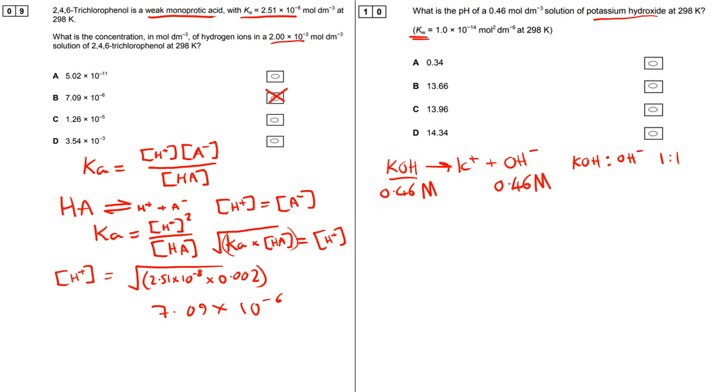So if you know the concentration of hydroxide, how do you work out the pH? And again, you need to use the Kw expression here. So Kw is the concentration of hydrogen ions times by the concentration of hydroxide ions. If you know H+, you can work out pH. So let's find H+ then, because we have OH- and we have Kw.